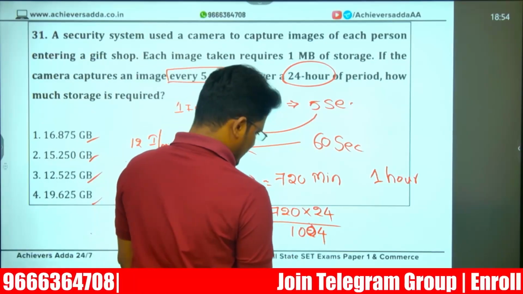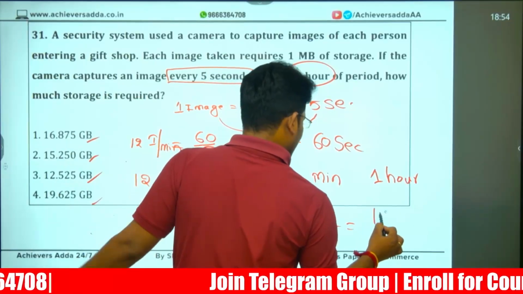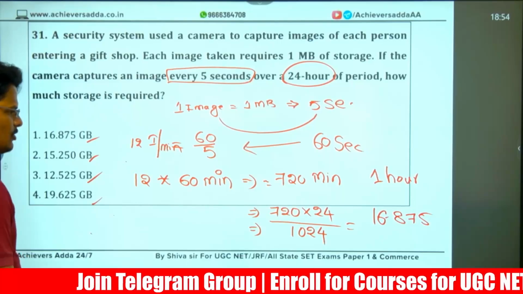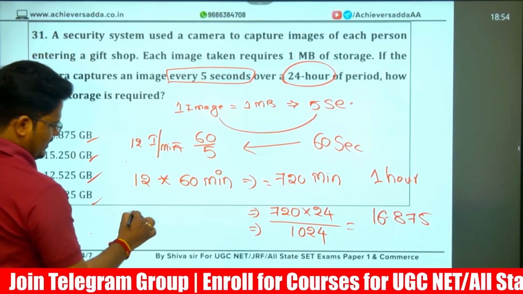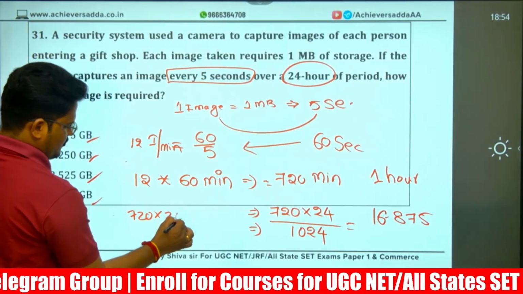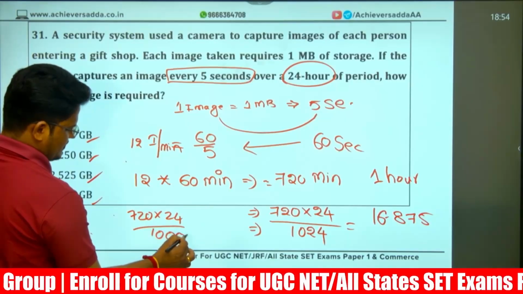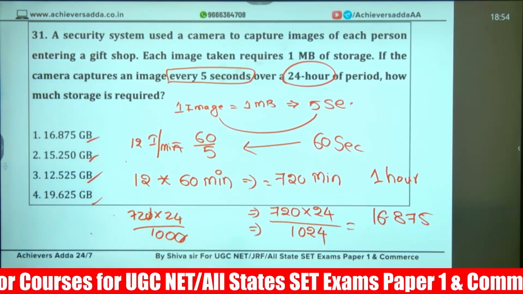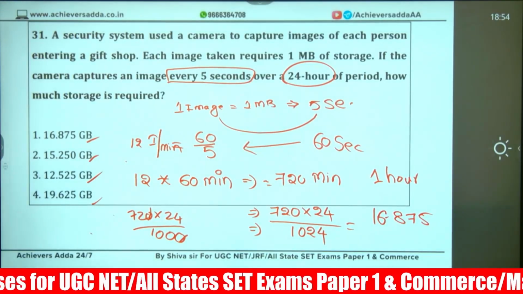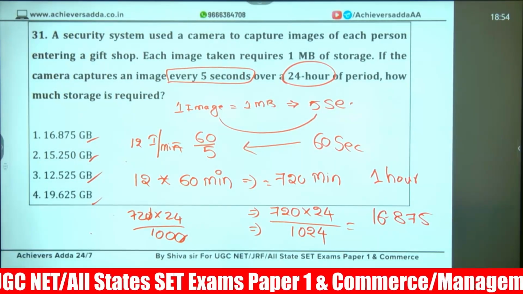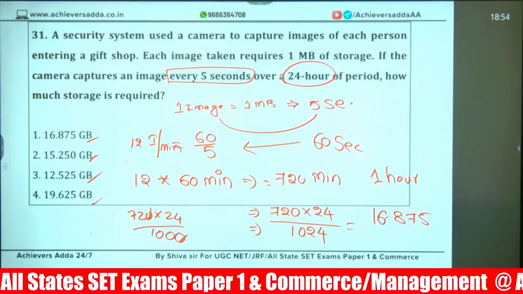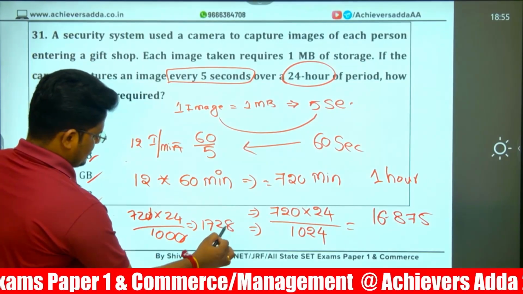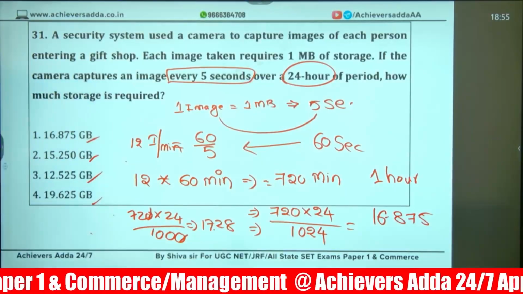Chalo, if you are using 1024, then as per your calculation it is coming 16.87. But if you divide by 1000, how much is it coming? 720 into 24 divided by 1000. So 0, 0 cancel, 720 into 24 divided by 100. How much is it coming? 17.28 will come, na? So 1728 divided by 100 means the point goes here, 17.28.